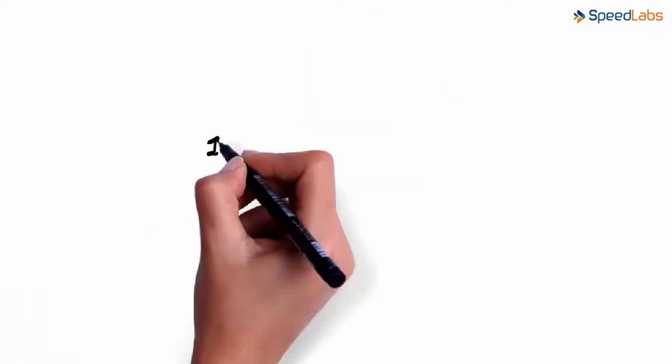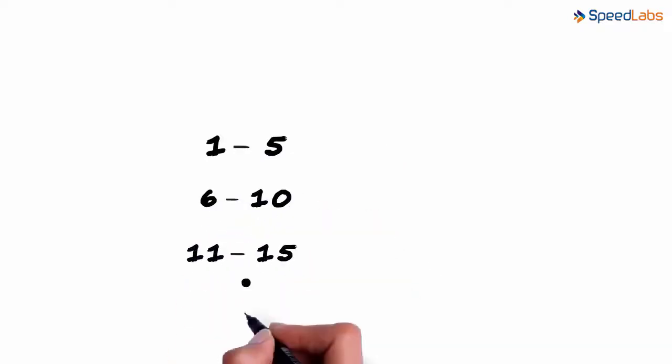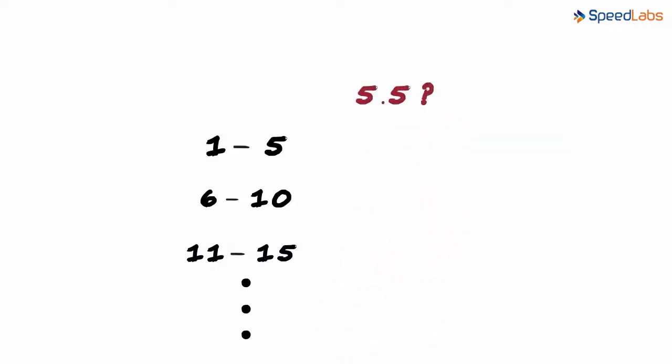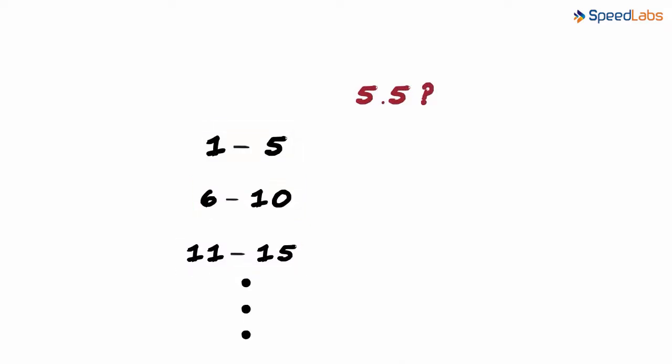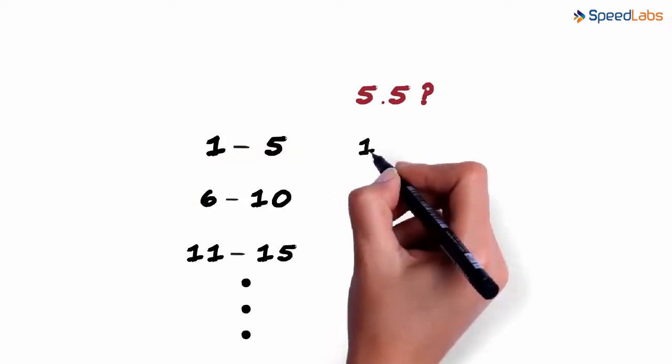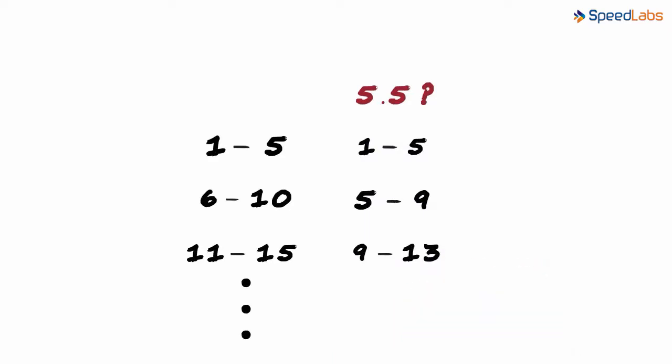So our class intervals look like this: 1 to 5, 6 to 10, 11 to 15, and so on. What if we have a number like 5.5 in our data? In which interval would it fit in? Well, it won't fit in any. How about we try a new way to make intervals? 1 to 5, 5 to 9, 9 to 13, and so on.